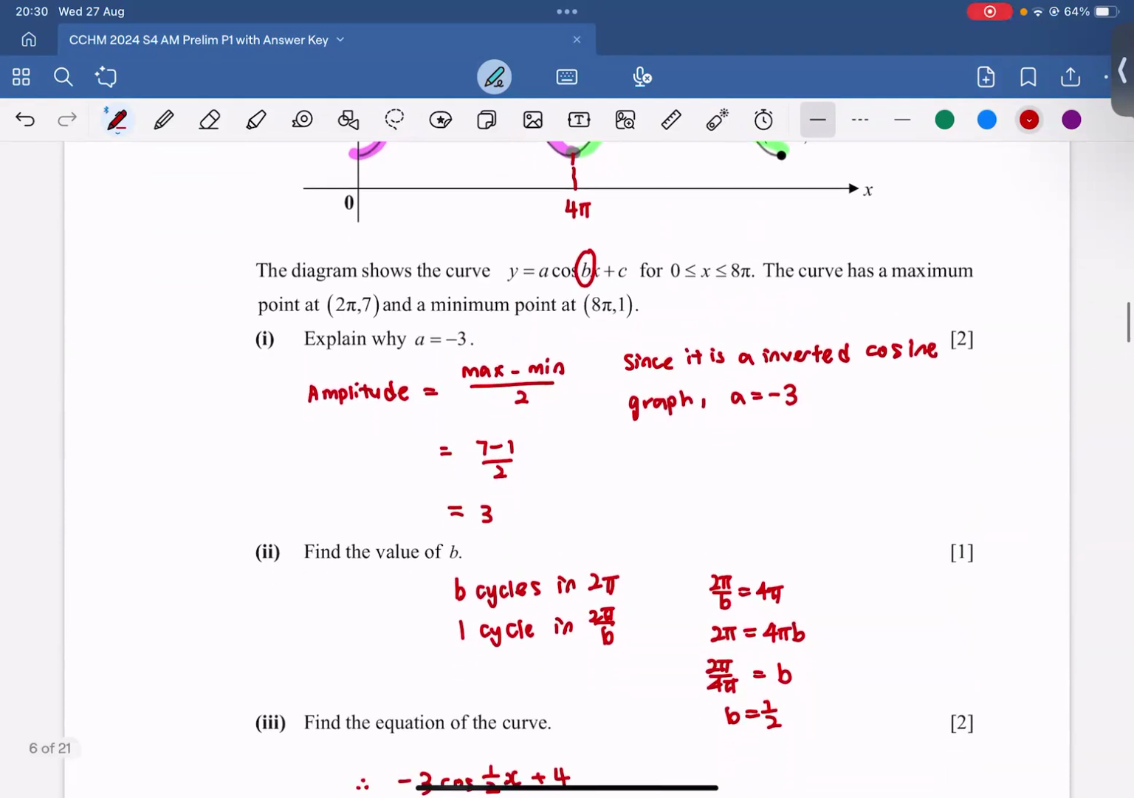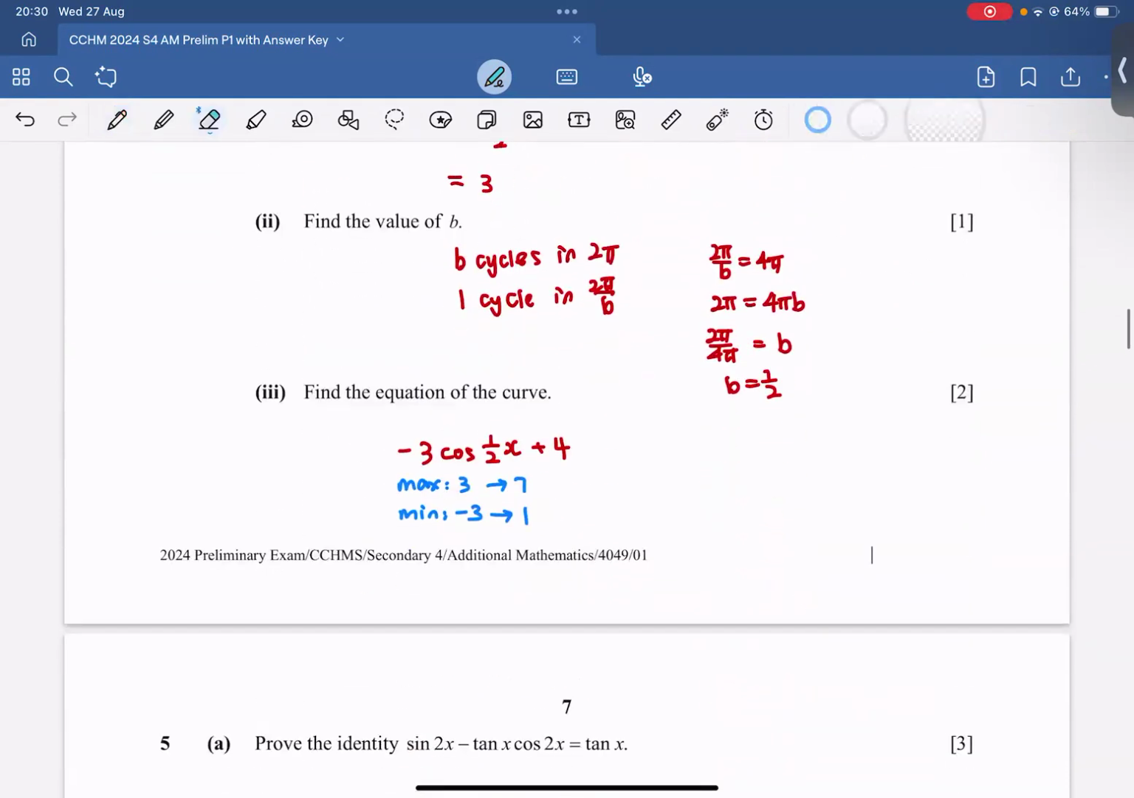So that is the equation of, better write the y. So this is the equation of the curve. Okay, you will determine the C through the maximum and minimum point.